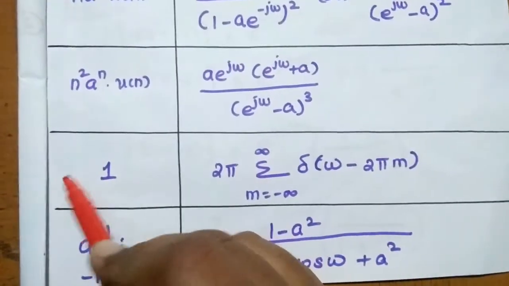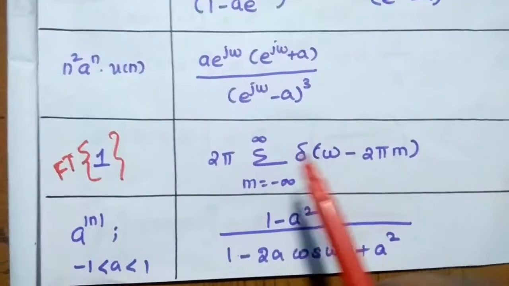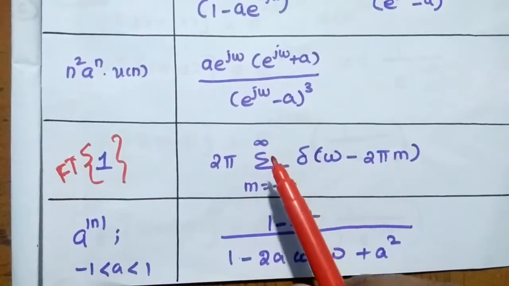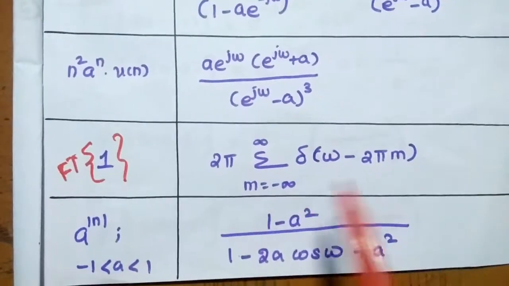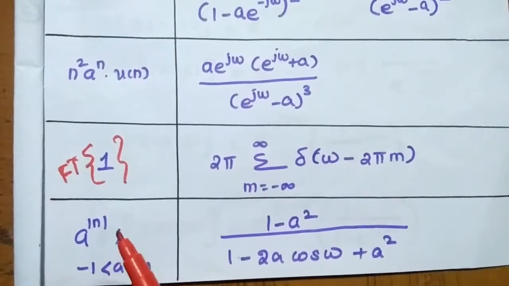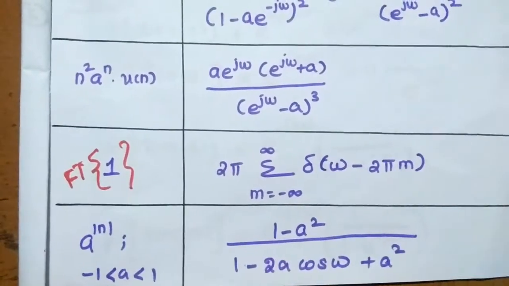So next, the Fourier transform of 1. That can be written like this: 2 pi summation m is equal to minus infinity to infinity del of omega minus 2 pi m. So next, a power modulus n. A power modulus n can be written like this.